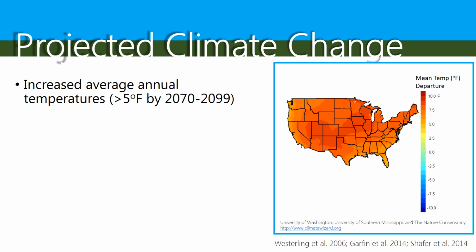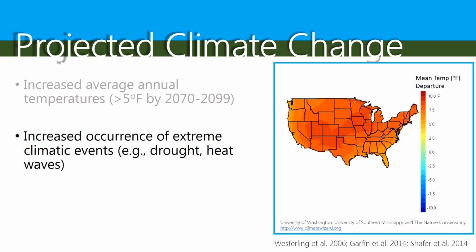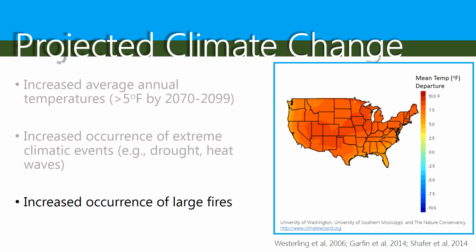So the map tells us that there would be an increased average annual temperatures of greater than 5 degrees Fahrenheit by the year 2080. And this increased average annual temperature would lead to increased occurrence of extreme climatic events such as drought and heat waves, as well as increased occurrence of large fires.